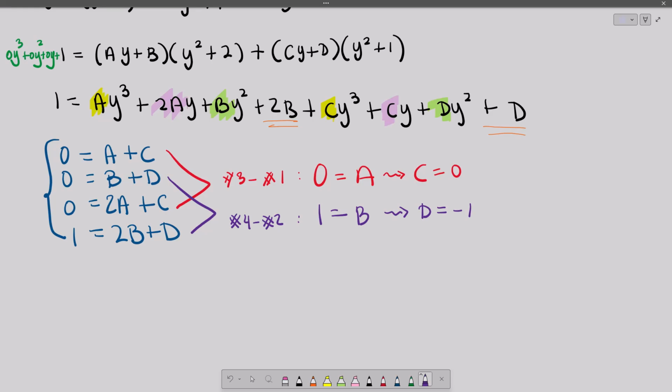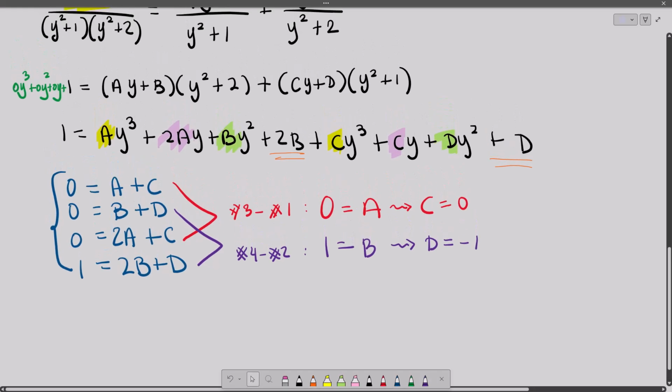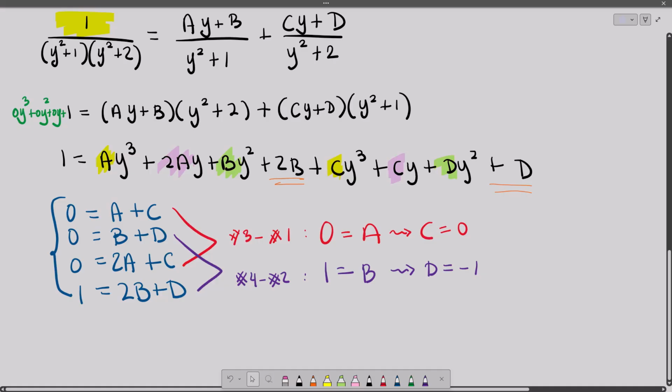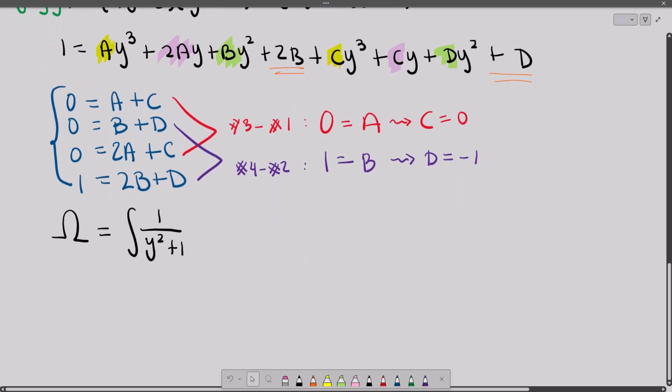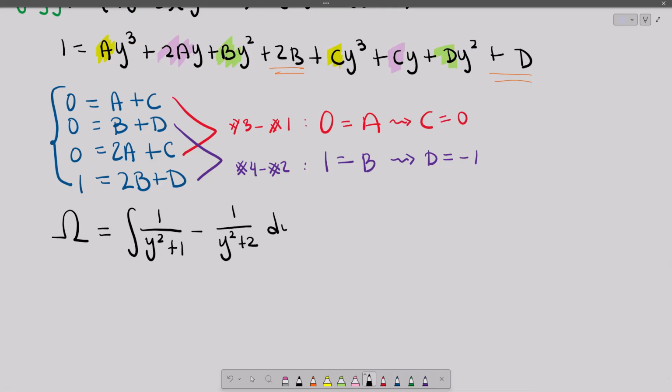So that's the worst system we're going to have to deal with in this class. So then our integral, call it omega or whatever, is going to be the integral of (ay plus b) over y squared plus 1. And then c is 0, d is negative 1, so negative.